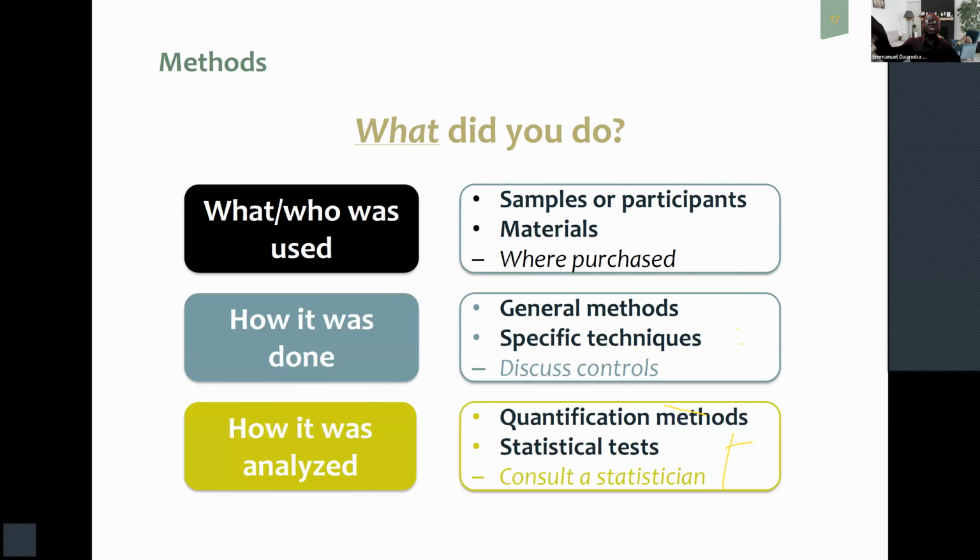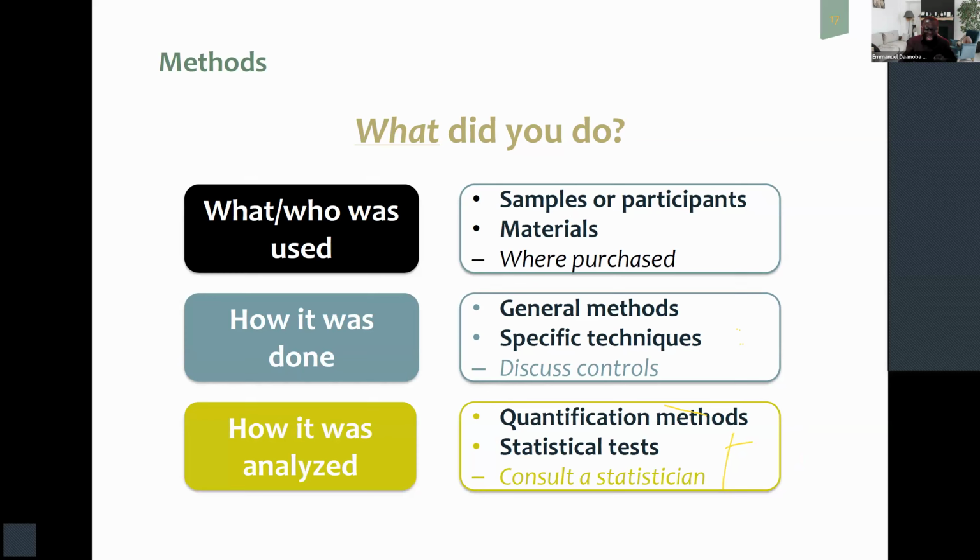Now in the methods, what did you do? What or who was used? So in your methods, samples or participants, materials, where you purchased them, all right? You must indicate all of them in the methods section. If not, your manuscript will not be accepted. The methodology will be flawed. How it was done, the general methods, the specific techniques.